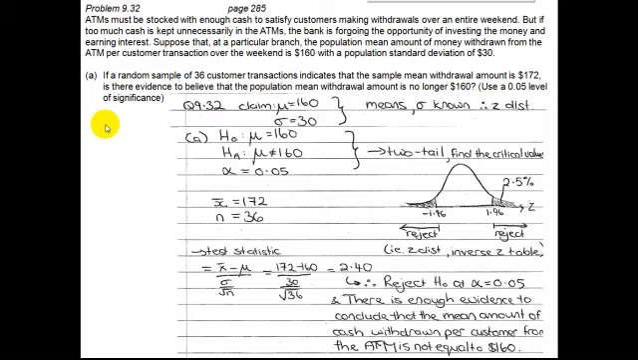Now, way back in the introduction information, we were told about our population mean and population standard deviation. So at this point, we could have been talking about means, we could have been talking about standard deviation. The actual wording of part A tells us exactly what we've got to do in this question. We've got a random sample, so we've got a sample size of 36, we've got a sample mean of $172, and then the key information in terms of the wording of this question: is there evidence to believe that the population mean withdrawal amount is no longer $160?